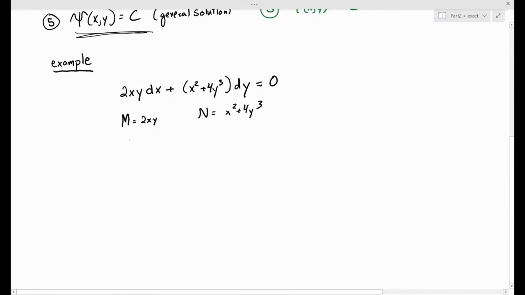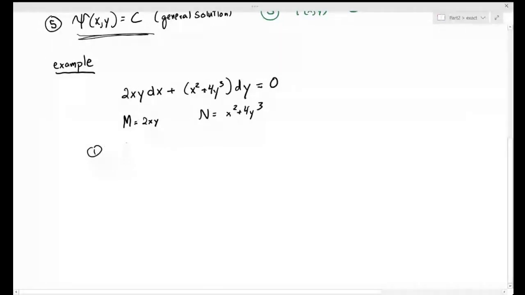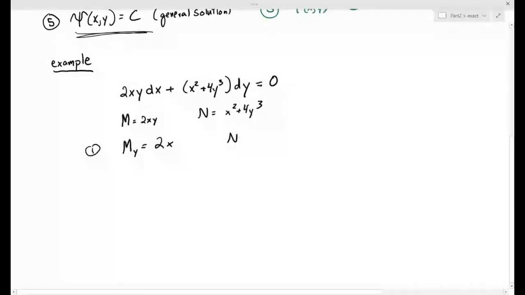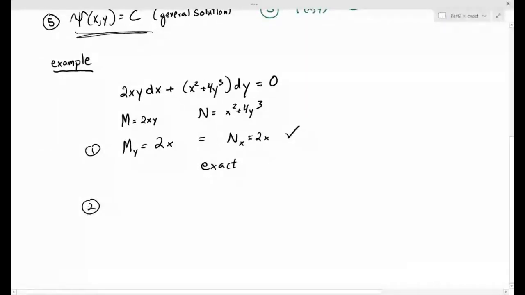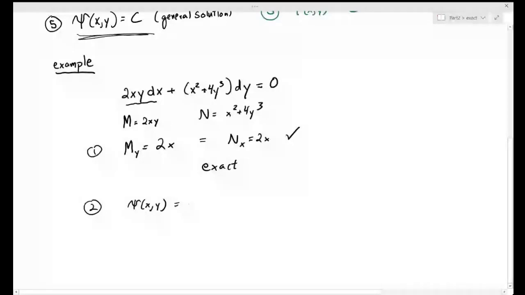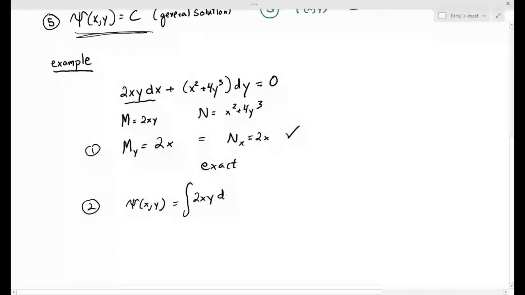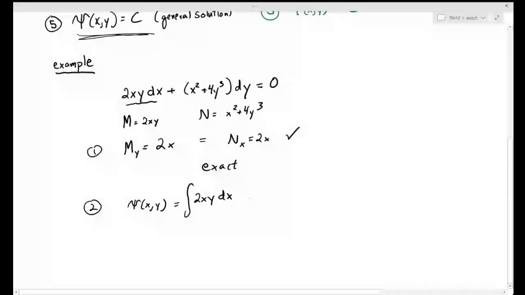All right, we'll check for exactness, right? So take the derivative of m with respect to y, and then take the derivative of n with respect to x, and then these are equal, so we have an exact differential equation. So now I'm going to recover my function of x and y by, say, anti-differentiating m dx. Okay, so x squared y, and then we get a function of integration, which is a function of the other variable y. Okay.